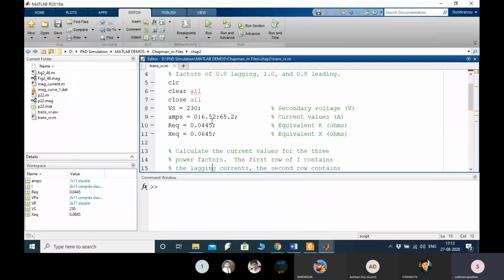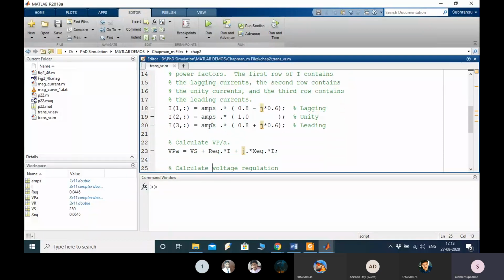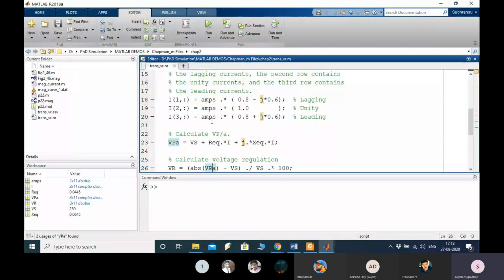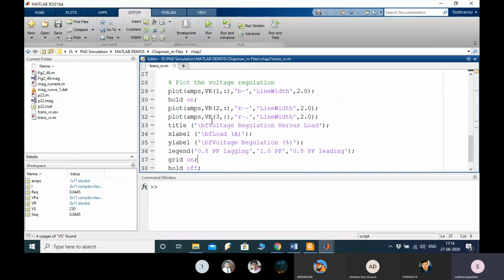So first we consider three different currents at three different power factors: I leading, lagging, as well as unity. Then we find out Vp. Then we find out the VR, the voltage regulation. We take the absolute value of E2 minus V2 divided by E2, right? So this is the voltage regulation of the transformer, and then we are plotting it.